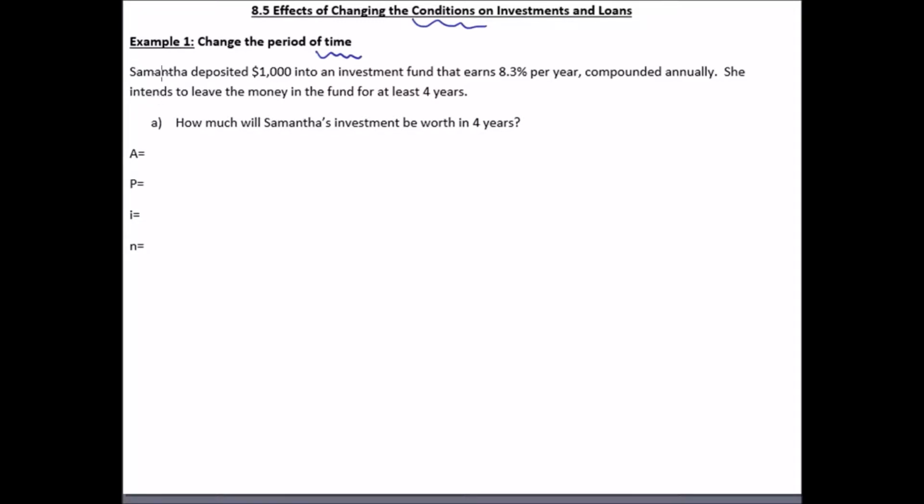Okay, so Samantha deposited $1,000 into an investment fund. So that's the principal. She invested that. That earns 8.3% per year. So 0.083. Compounded annually. She intends to leave her money in the fund for at least 4 years. So let's do 4. Okay? How much will Samantha's investment be worth in 4 years?